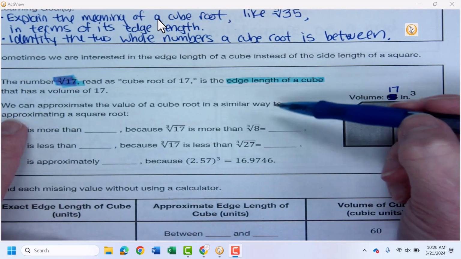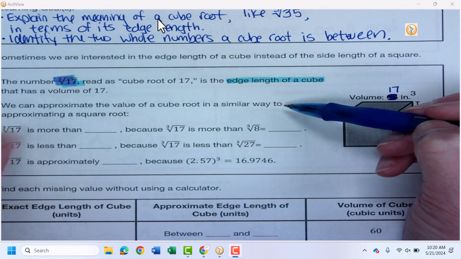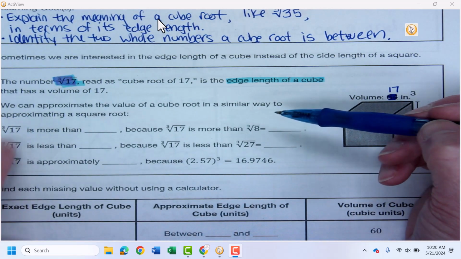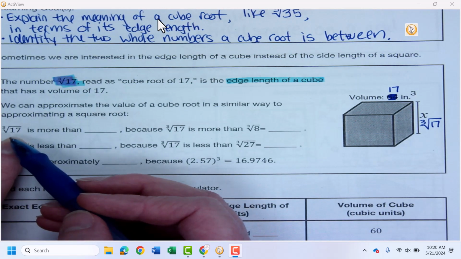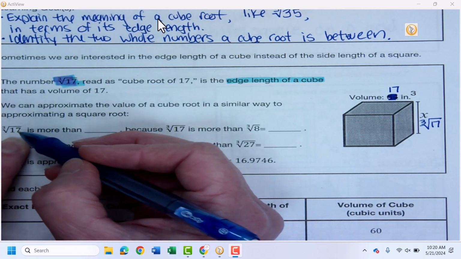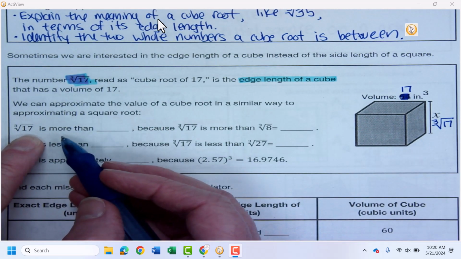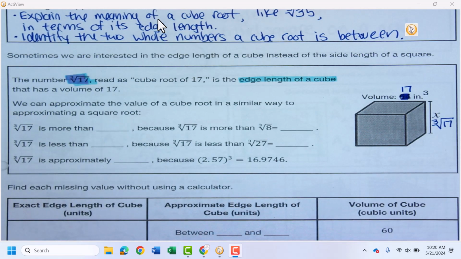Well, let's go ahead and do some approximating. We can approximate the value of the cube root in a similar way that we did with square roots. If I'm looking for the cube root of 17, well, I can't think of anything that I can multiply by itself a third time to get 17. But I can compare it to what I see down below.